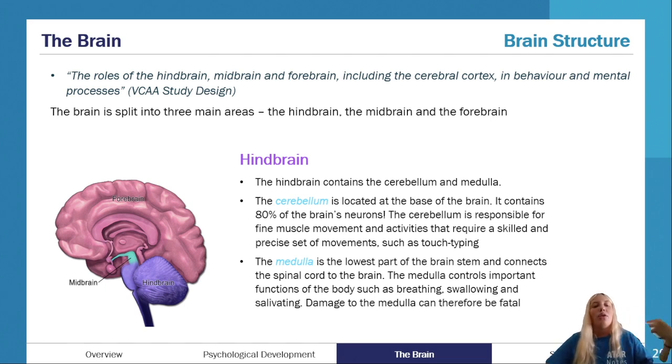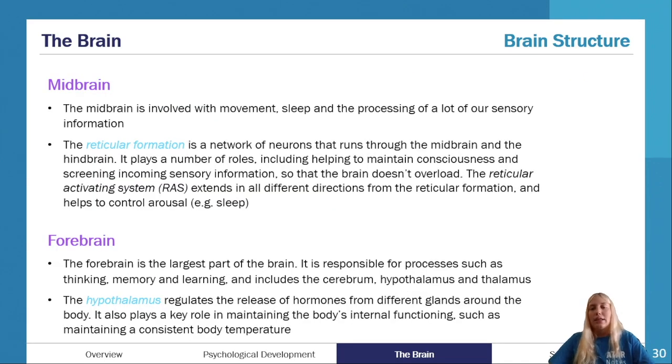These are all of our automatic functions. Therefore, if the medulla is damaged, we may die simply due to not breathing or losing the swallowing reflex and choking and aspirating, not being able to salivate, etc. So medulla is very, very important.